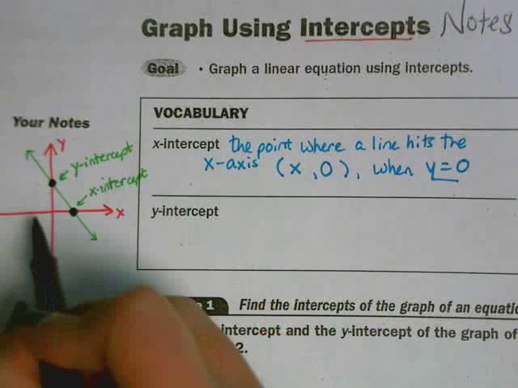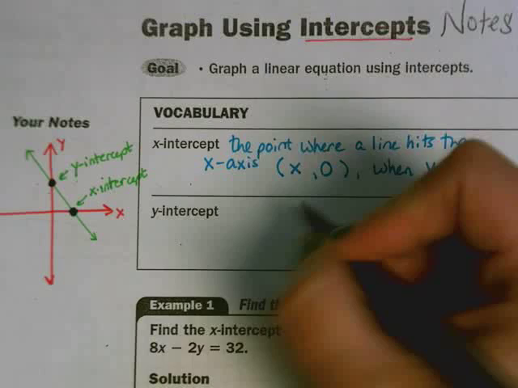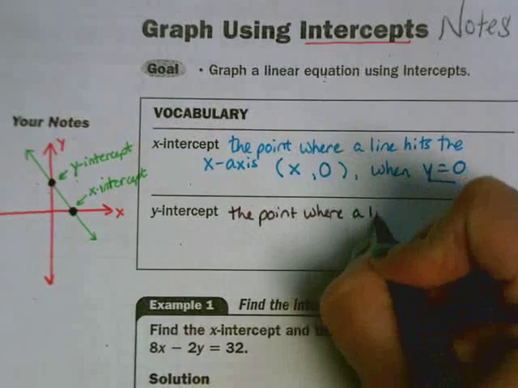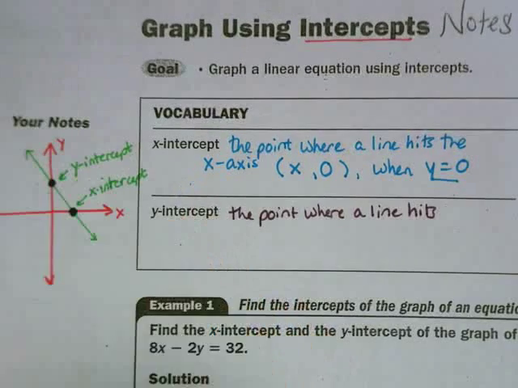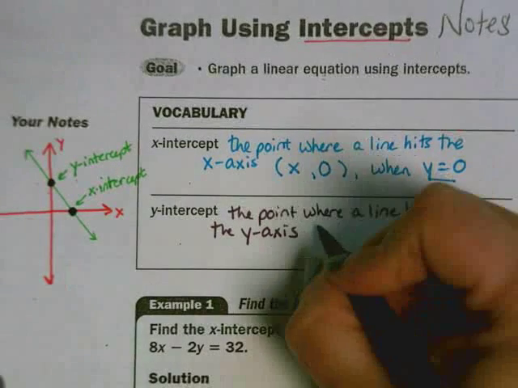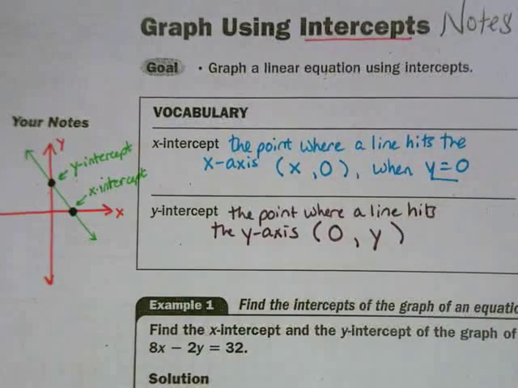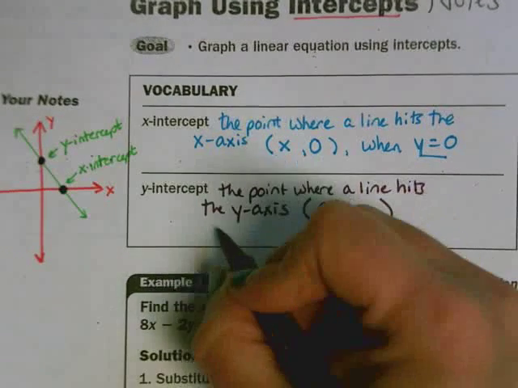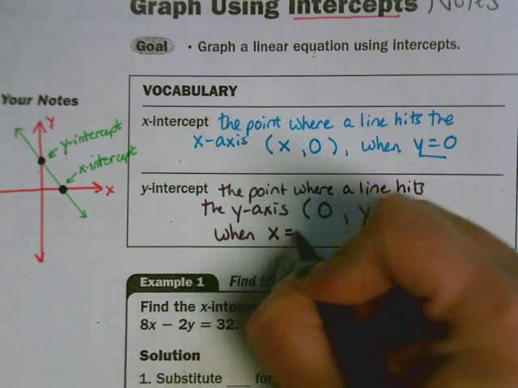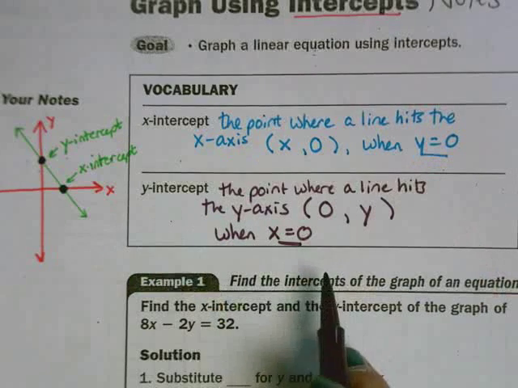This y-intercept point, you'd go side to side nothing and then just go up or down right here. So I'm going to put for our y-intercept, it's the point where a line hits the y-axis, and so our ordered pair is always going to be side to side 0 and then up or down to some y. And that happens when, which one is 0, the x or the y? When the x equals 0. So the x-intercept is when y equals 0, and the y-intercept is when x equals 0.